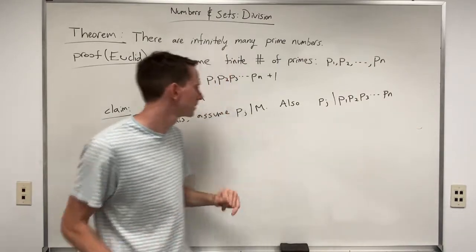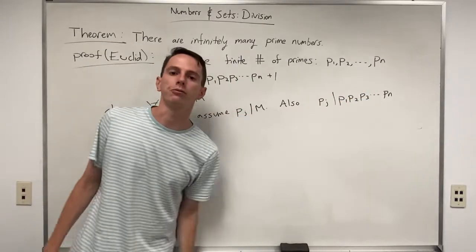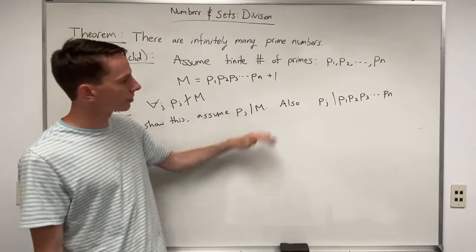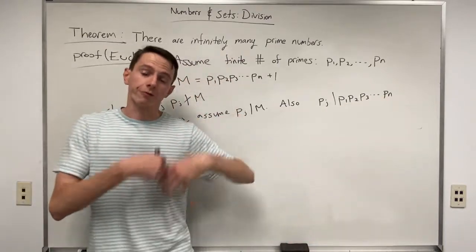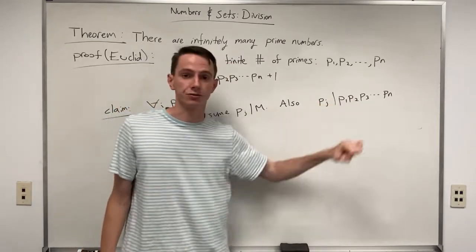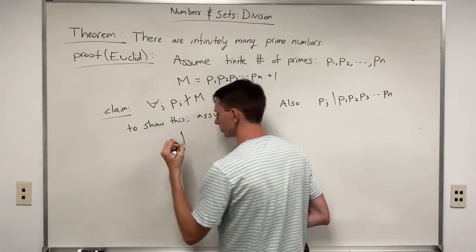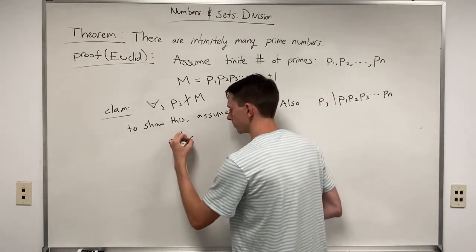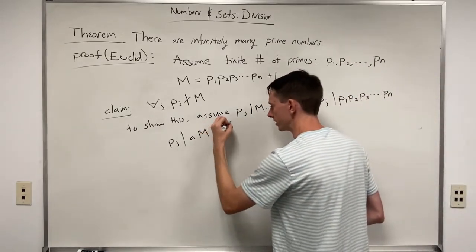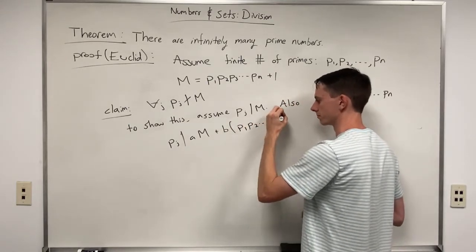Hopefully that makes sense. So we have these two facts right here, that P sub j divides m and it divides the product of all primes. And what we've learned in previous videos is that if P sub j divides one thing and it also divides another thing, therefore it will also divide all possible linear combinations of these two things right here. So in other words, if this is true, that implies then that P sub j will divide some number a of our first quantity plus some number b of our second quantity. So P1, P2, all the way through Pn.